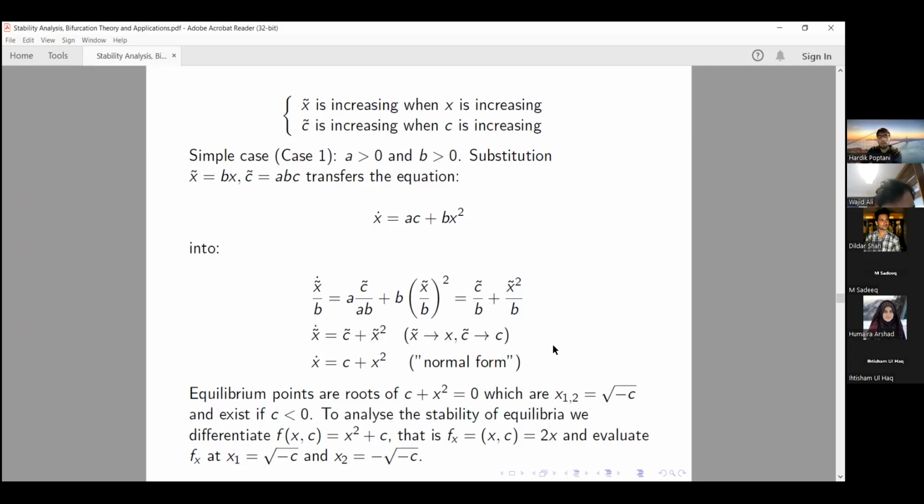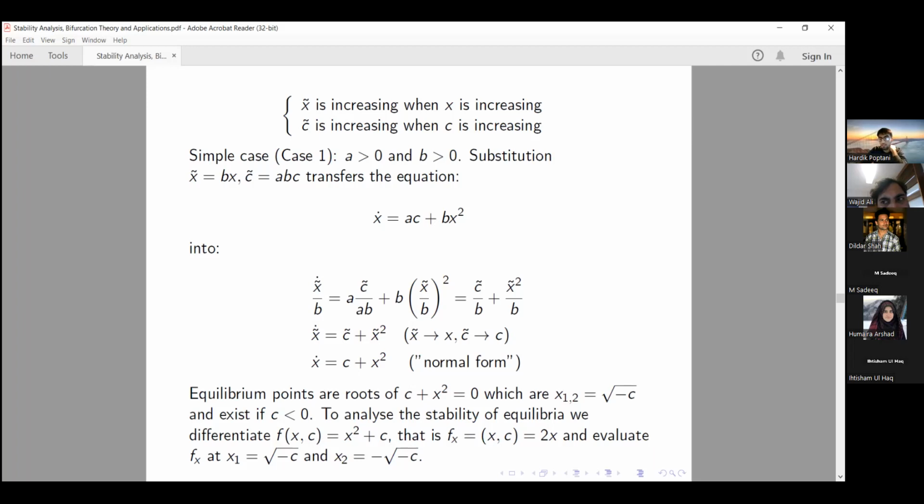So therefore, the equilibrium points are, of course, the roots of this equation right here, c plus x squared equals 0. We have simplified the equation to make it much easier to analyze. We find that they are plus or minus the square root of minus c, and they exist for real numbers if c is less than 0.